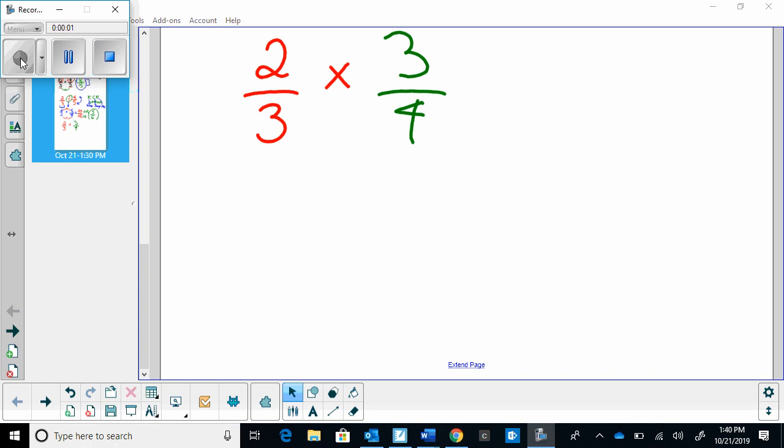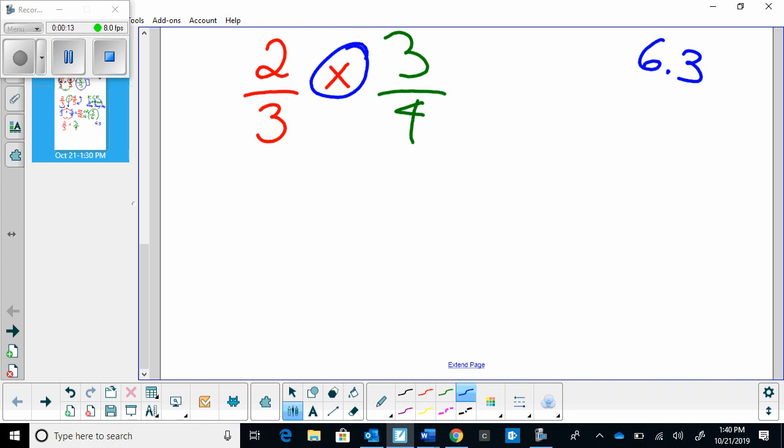Okay, so when we're modeling the multiplication, this is 6.3. We're multiplying two proper fractions by each other. The first thing we want to do, and you could do this either way, but what this multiplication means, we learned in our word problem, is the word "of." Anytime we see the word "of" in word problems, it means to multiply. So here we can go the other way. We go 2/3 of 3/4.